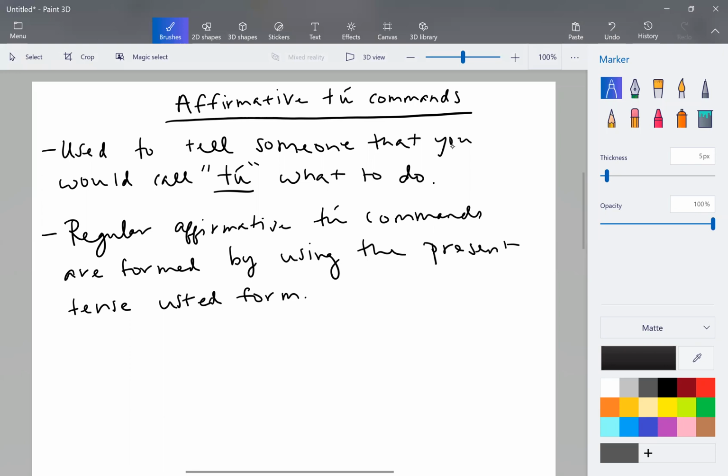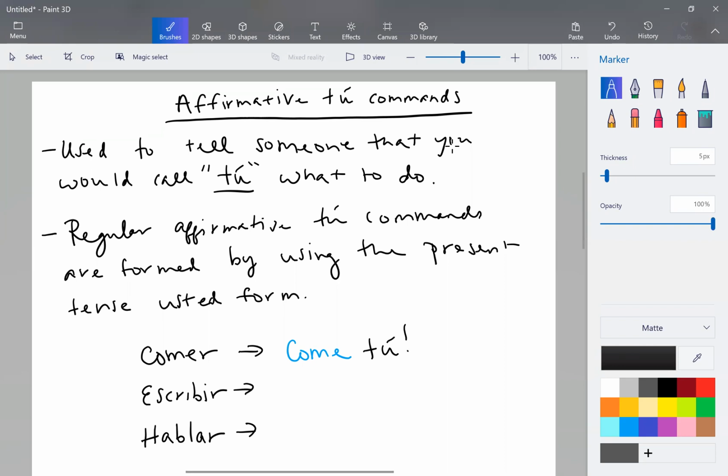So good examples are comer, escribir, and hablar. So we have to eat, to write, and to speak. But we can make those into commands really easily by saying come, eat. And that looks like the usted ending in the present tense, but it's a tú command. They look the same. And we know that it's a command by the context.